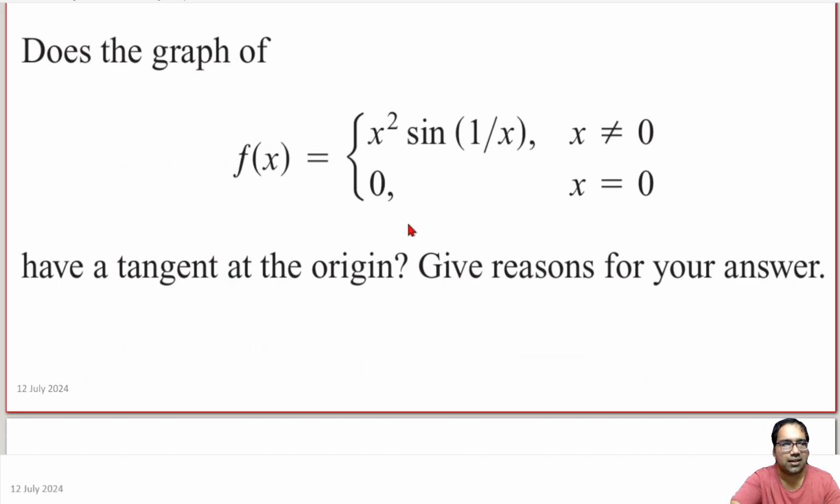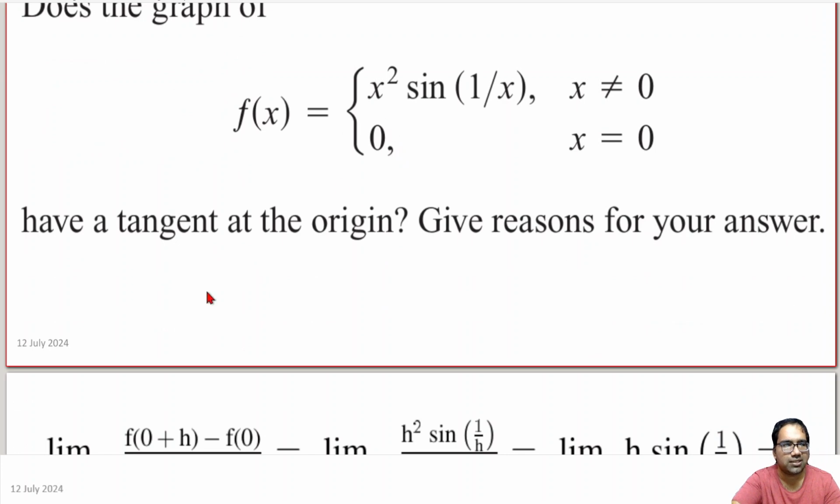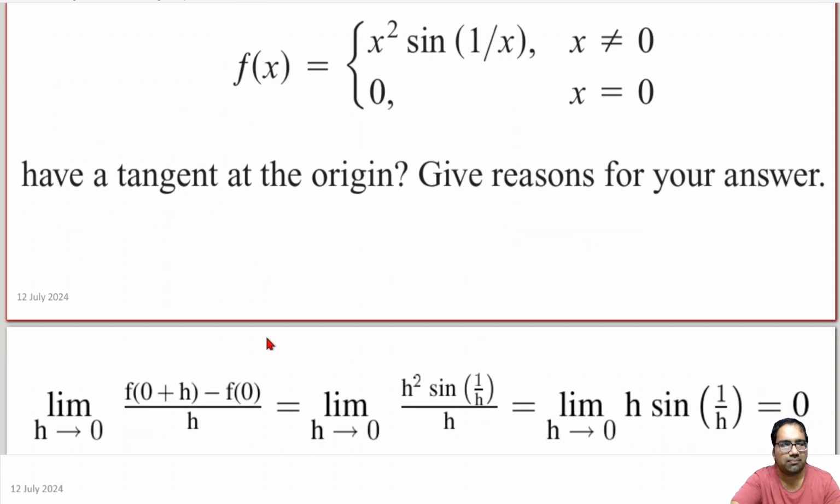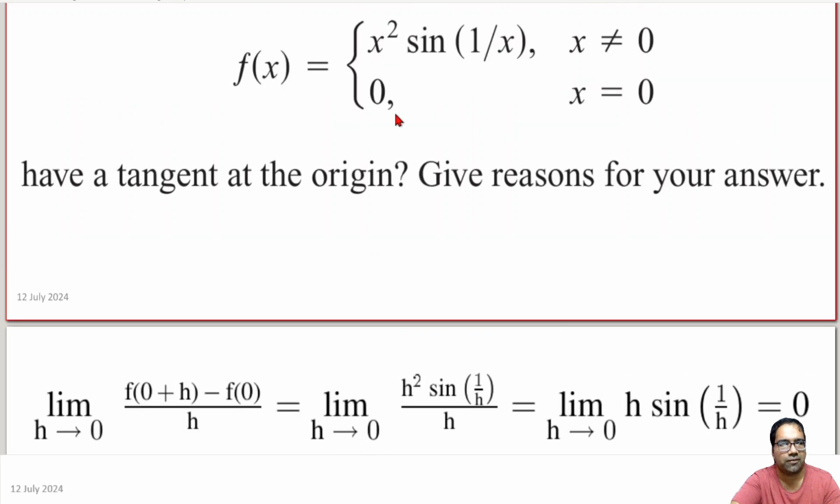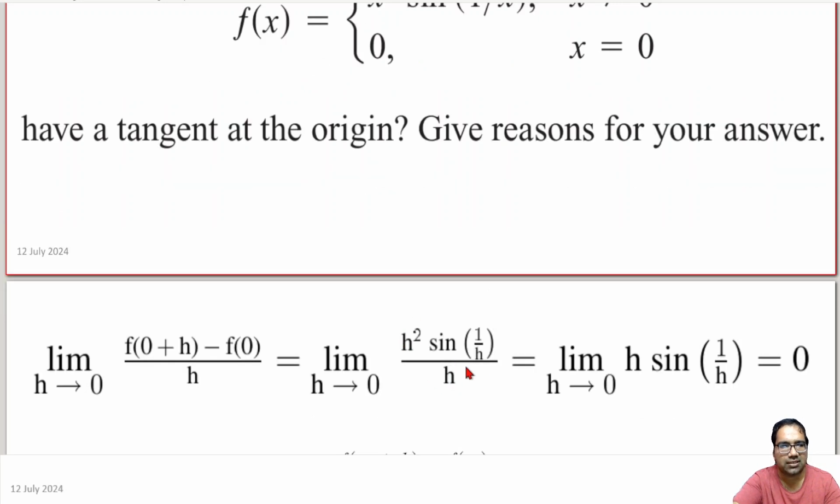Now first let's try to calculate f of x naught plus h minus f of x naught, divided by h. Here x naught is actually 0 because it is about the origin. So f of 0 plus h, that is f of h, minus f of 0. f of 0 is 0, already given. So what is f of h? h square sine 1 by h, divided by h. This h we can cancel here, and we will be left with h sine 1 by h.